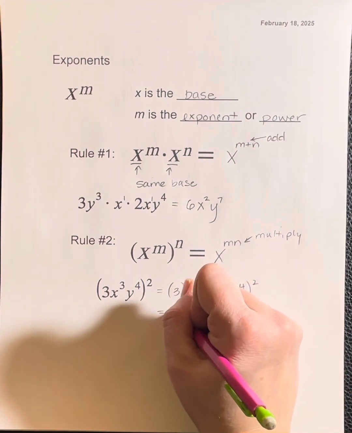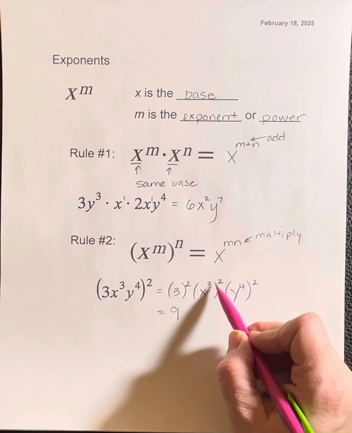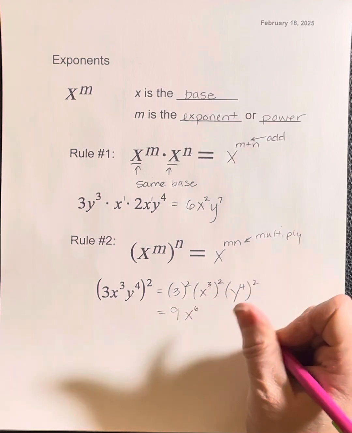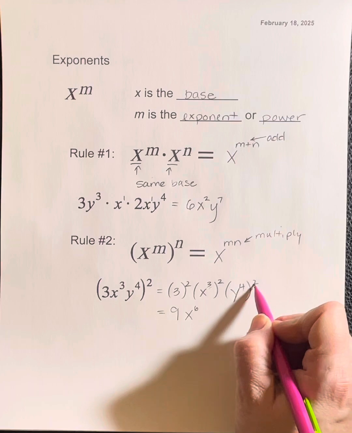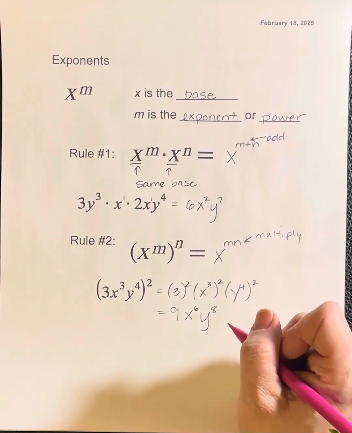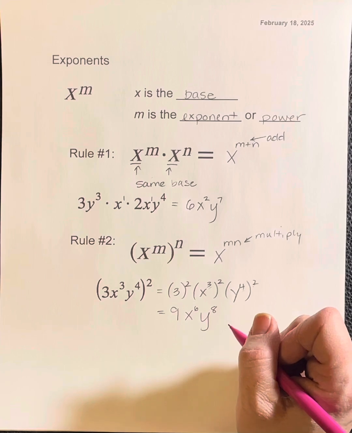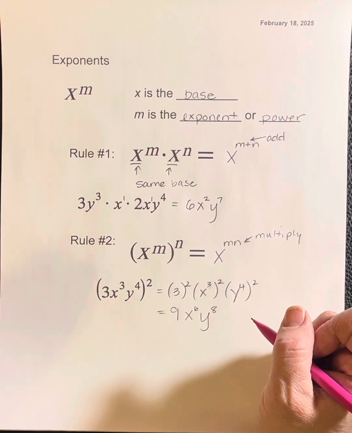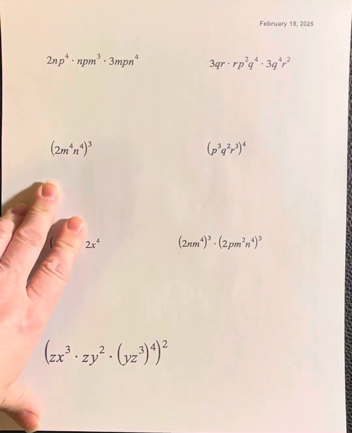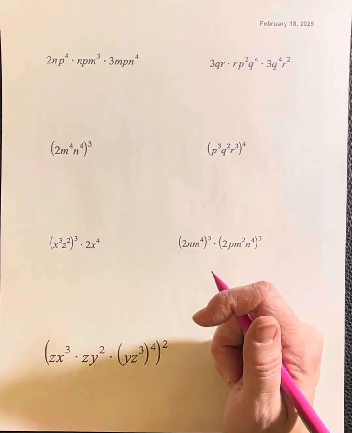So I have 3 squared, which is 9. Power to a power, I multiply that 2 times 3 and I get 6. Power to a power, I multiply that 4 times 2 and I get 8. So those are the rules that we're looking at today. So we'll go through and do some practice problems.